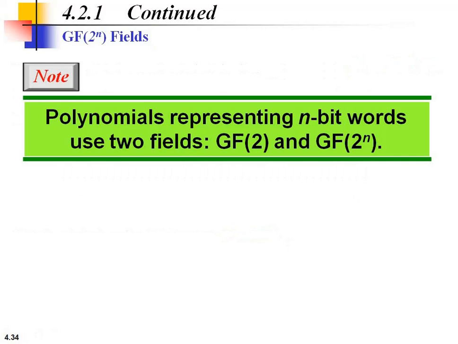Now whenever we are talking about polynomials representing 8-bit words, then we have to use two types of finite fields. First is GF2, as well as GF2 to the power n.